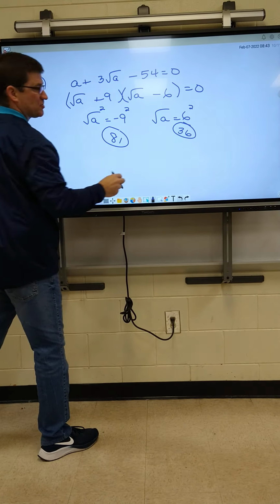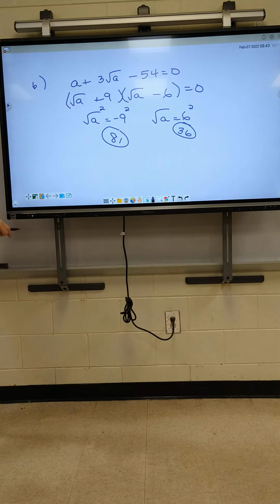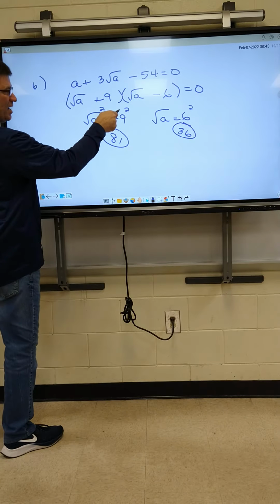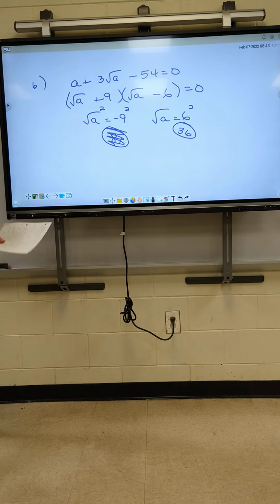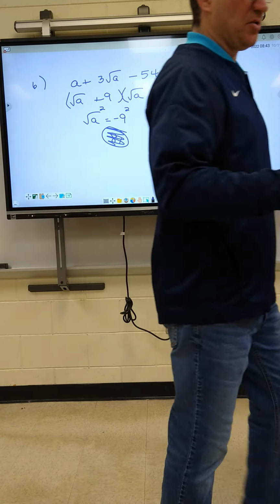Now, which answer do I throw out? You throw the 81 out because it was a negative before you squared it. It's not going to work. The only answer on this one is 36. All right, let's take a bathroom break. Come back and do the back.